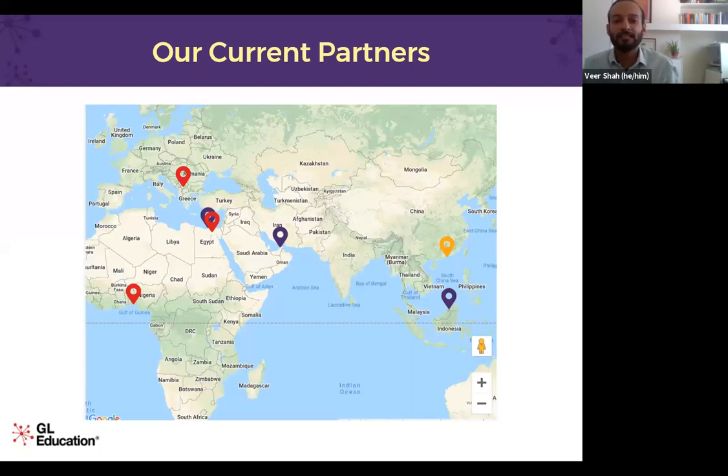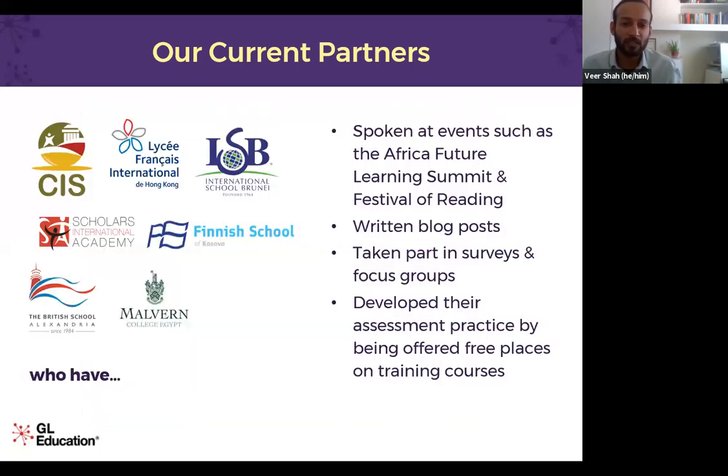And just to give you an idea of the schools and what they've done. These are the schools listed on the left: CIS Lagos, the French International School in Hong Kong, International School Brunei, Scholars International Academy in Sharjah, the Finnish School of Kosovo, the British School Alexandria, and Malvern College in Cairo, Egypt. They've all done various different things with us.